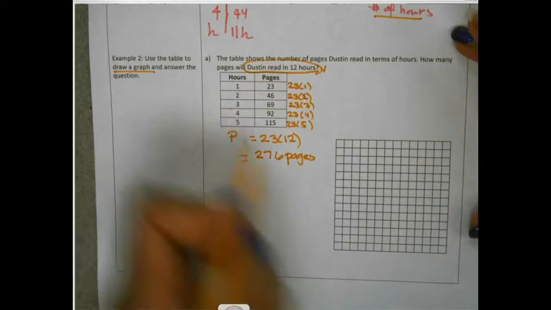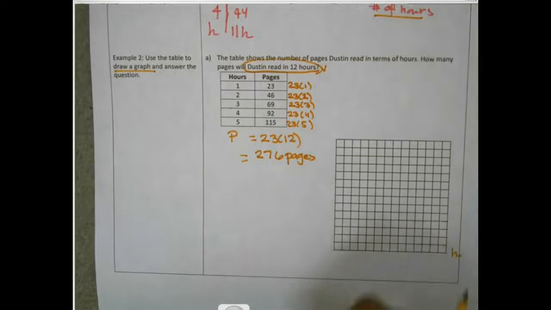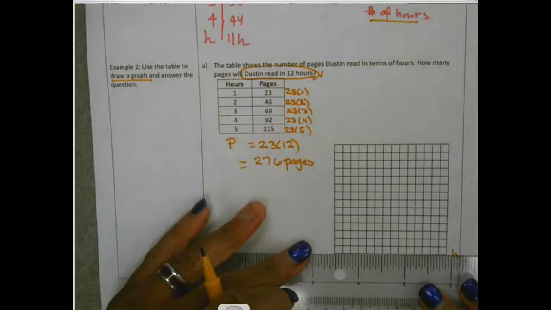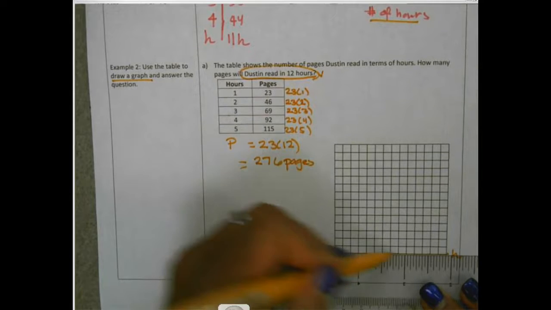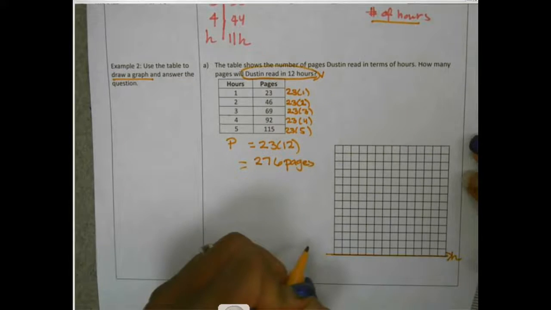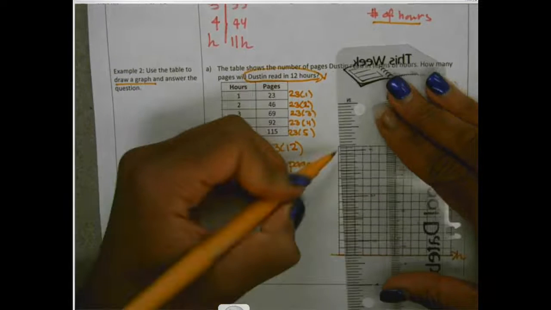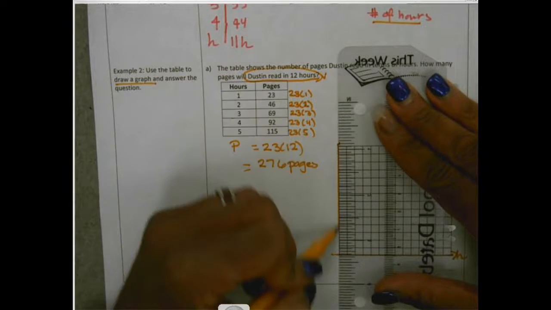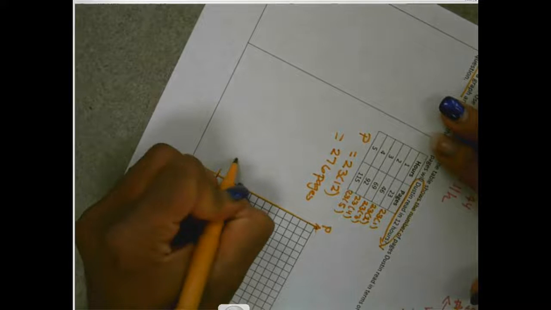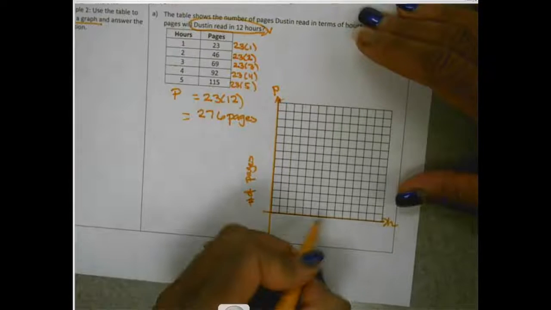So hours is still going to be my horizontal axis. There aren't any negative hours, so I'm just going to let this be my x-axis here. And then, I'm sorry, my horizontal axis will be here because it's time. And then my vertical axis will be P. And what is P? Well, P is the number of pages. And H is the number of hours.